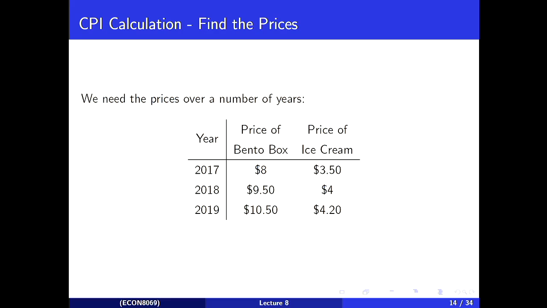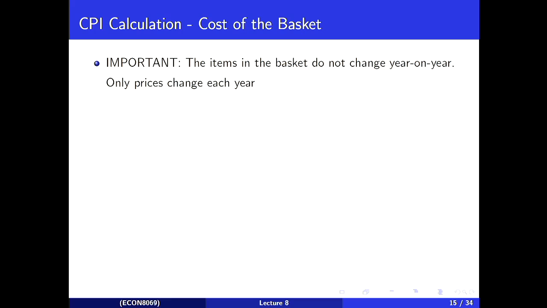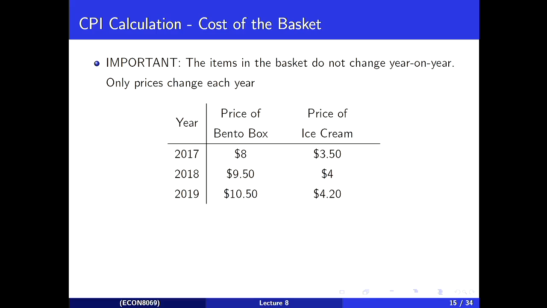We're going to say if the ABS got their data and they said this was the price of bento boxes, these are the prices of ice cream, we want to know what is going to be the CPI in different years. So, this was the important point from previously. The items in the basket, when we're thinking about the cost of the basket, the items in that basket don't change for about 4 to 5 years. Prices are going to change every year because we want to measure change in prices, so we need to have prices change every year. But we're going to lock down what people buy so that we can effectively measure changes in prices. And so we have these prices, and so we can measure the cost of the basket of goods.